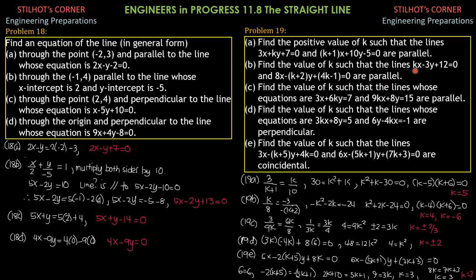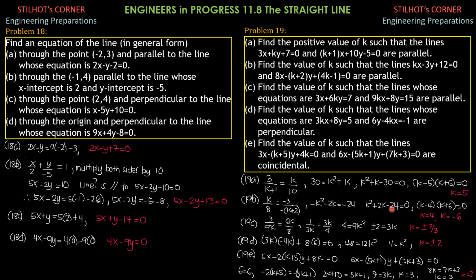Same condition, ratio of corresponding coefficients must be equal. So k over 8 equals negative 3 over negative quantity k plus 2. So negative over negative, that's positive. So cross multiply k square plus 2k, or you don't consider cancelling the negative one. So we just cross multiply. Negative k square minus 2k equals negative 24. Rearranging. Simplifying, k squared plus 2k minus 24 equals 0.